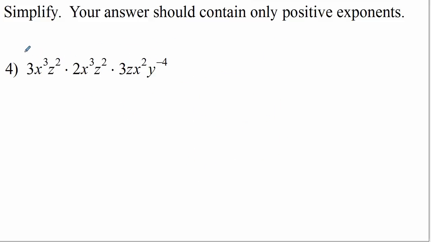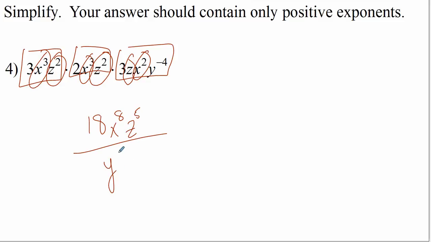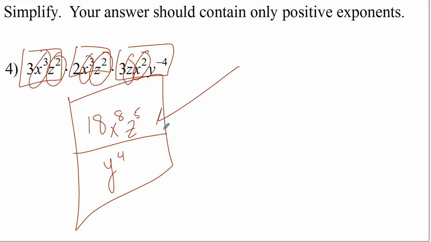Now, it looks like I have 3 monomials, which I do. Boom, boom, and one more. 3 times 2, 6 times 3, 18. X to the 3, X to the 3, that's x to the 6, and then x to the 2 is x to the 8, right? 3 plus 3 plus 2 is 8. Z's, I have 2 and 2, which make 4, and then I forgot this z over here, that's one more, so this is a 5. So let me erase that. So z to the 5 there, forgot about that little single one. And then I don't have any more y's to combine with this negative 4, so that has to be in my denominator. So this is your answer.